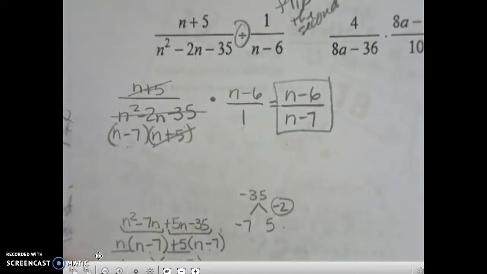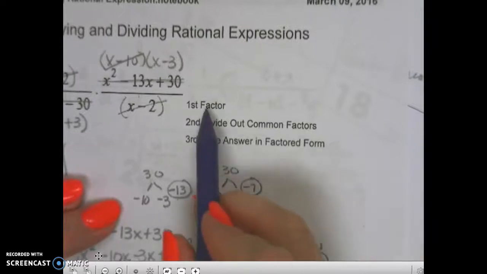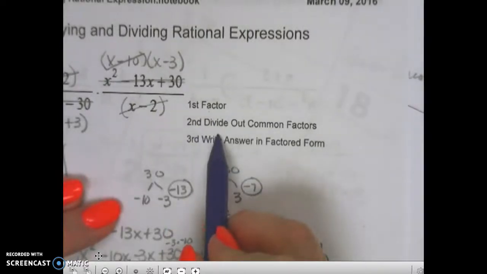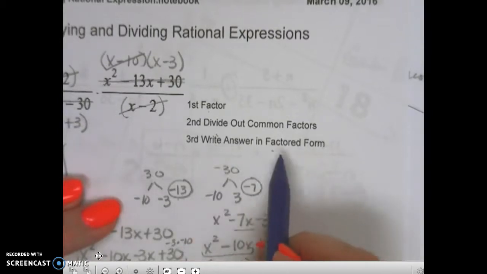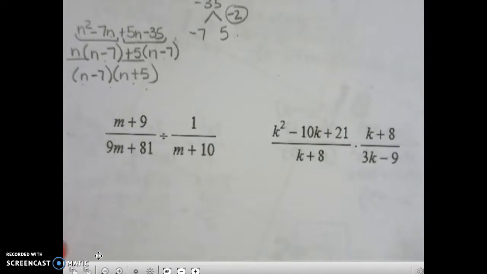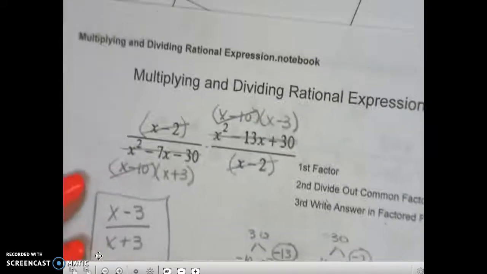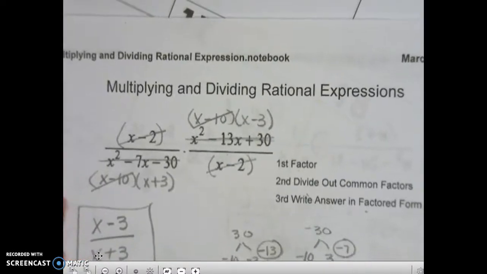Remember, you have 3 steps for solving these problems. Your 3 steps is to factor, divide out your common factors or cancel, and then write your answer in factored form. Now, you have 5 problems to work on. And I will come by and help you as you need, but this is multiplying and dividing rational expressions.